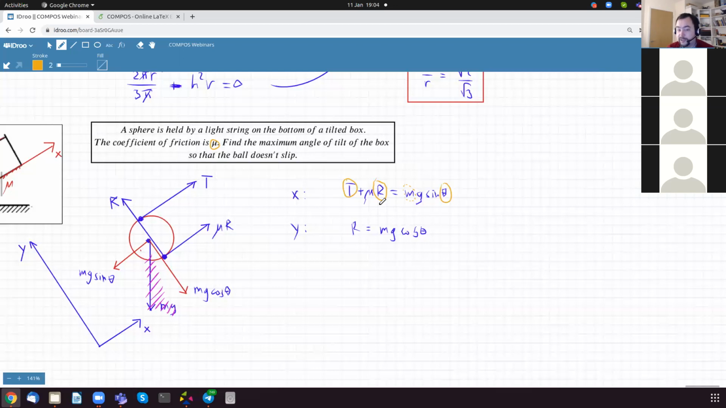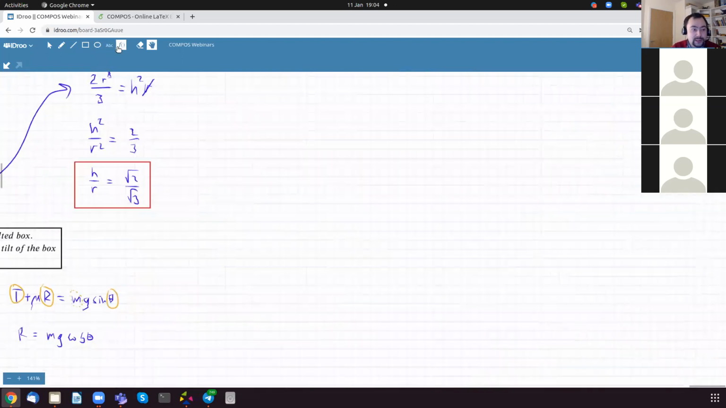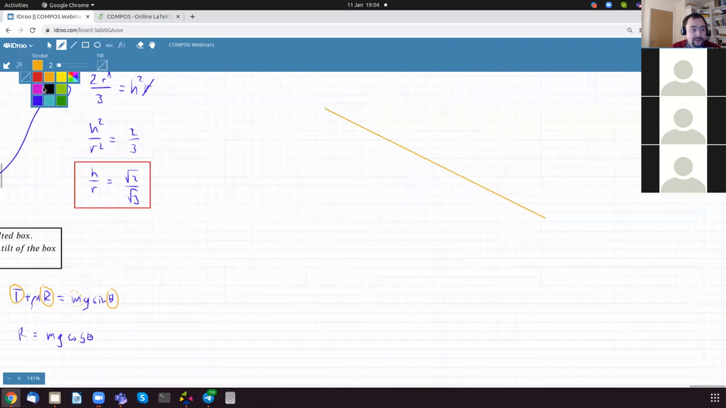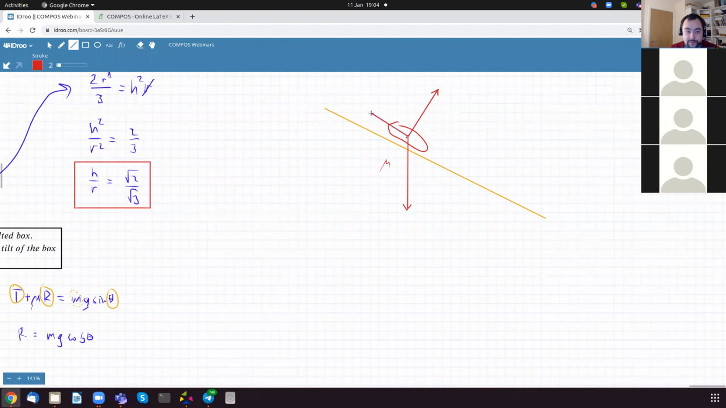No, the coefficient of friction. Okay, right, so let's say you have a water slide, and this is a body, and the coefficient of friction is mu, and we have the mg, of course, then the reaction force, and then there is the friction. So this is mg, this is mu R, and this is R. So assuming the person is sliding, friction is mu R.